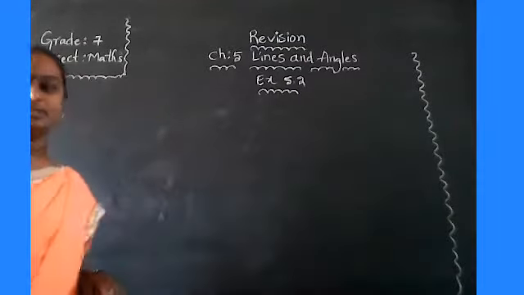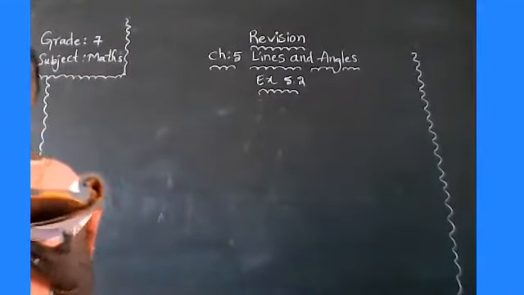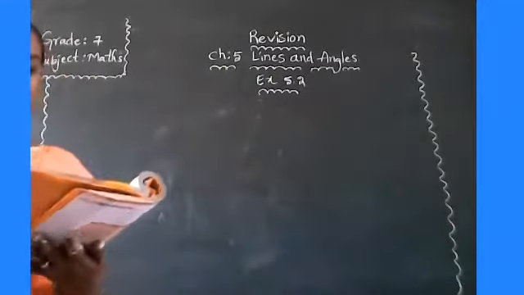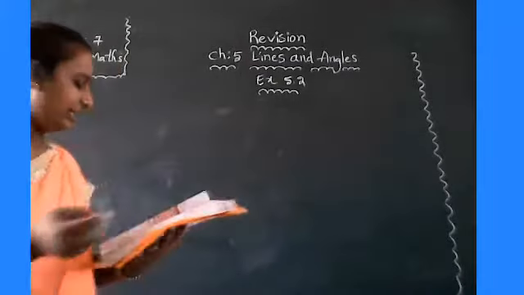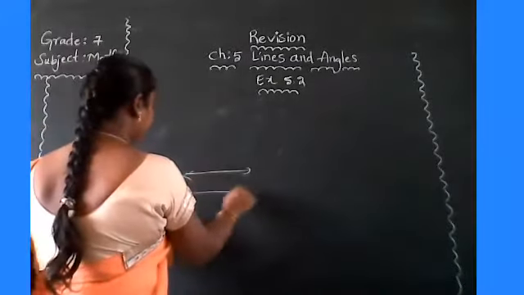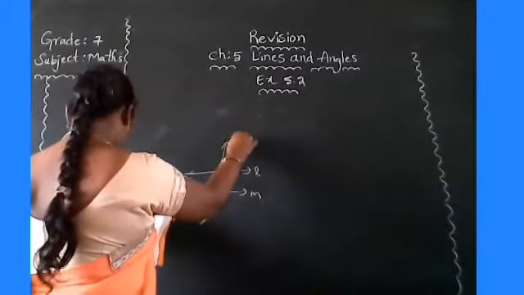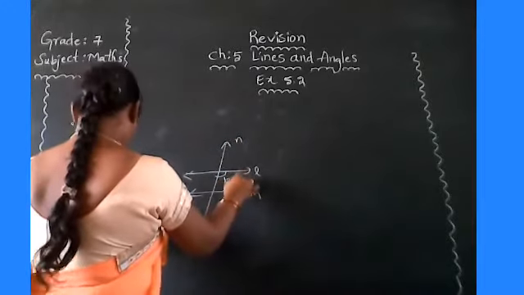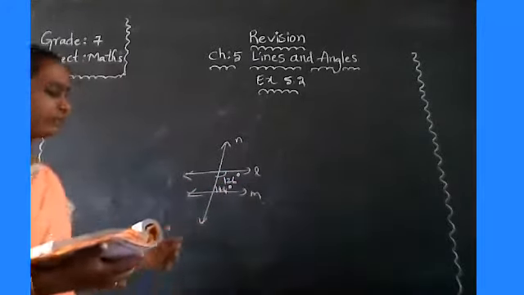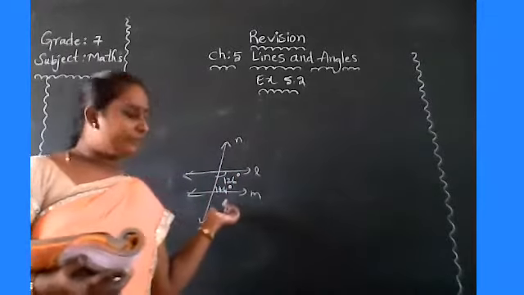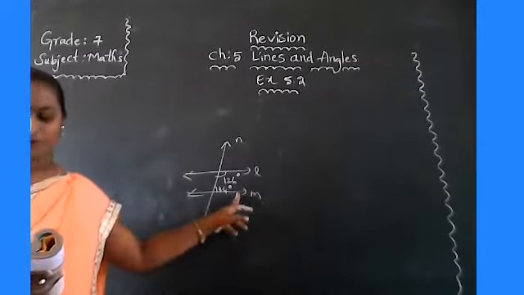Next, come to the last one, the sixth problem. In the given figures below, decide whether L is parallel to M. Observe, we have to check whether L is parallel to M. Here L and M are two lines and there is a transversal. Here 120 degrees and 44 degrees. That one you have to check.